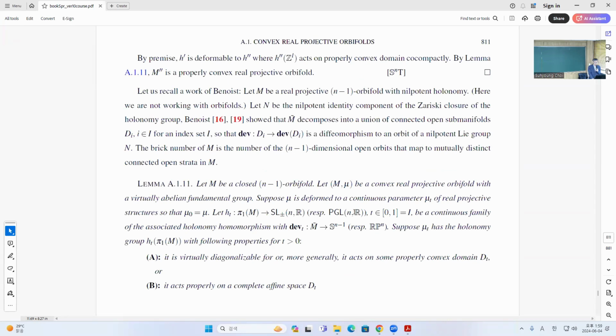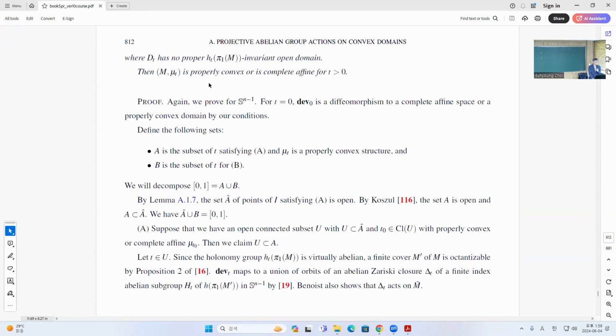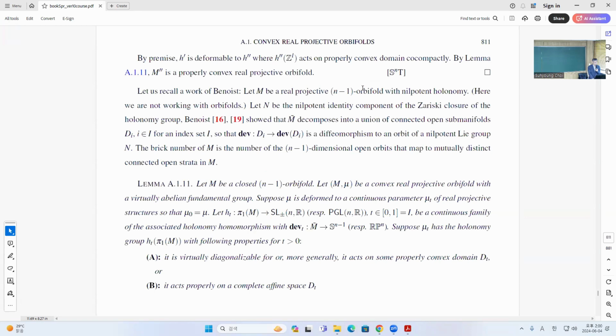And the next lemma is that if you have some convex structure with virtually abelian fundamental group, so mu is deformable to some continuous parameter mu_t, and suppose it satisfies that it is always virtually diagonalizable, or it generally acts on some properly convex domain, or it acts on a complete affine space, and with this dev_t has no proper invariant domain, then this mu_t is always properly convex or complete affine. Okay.